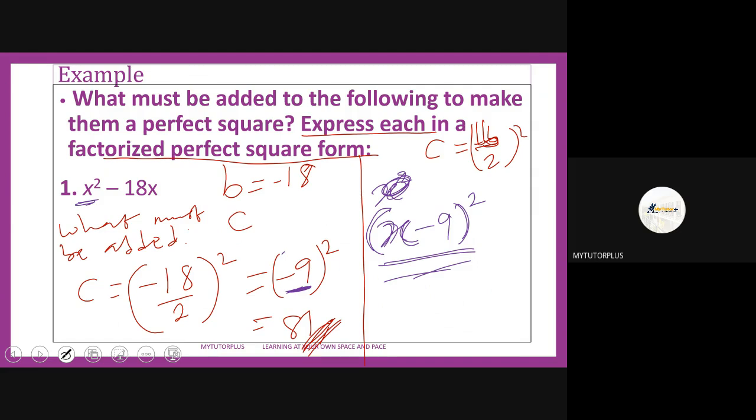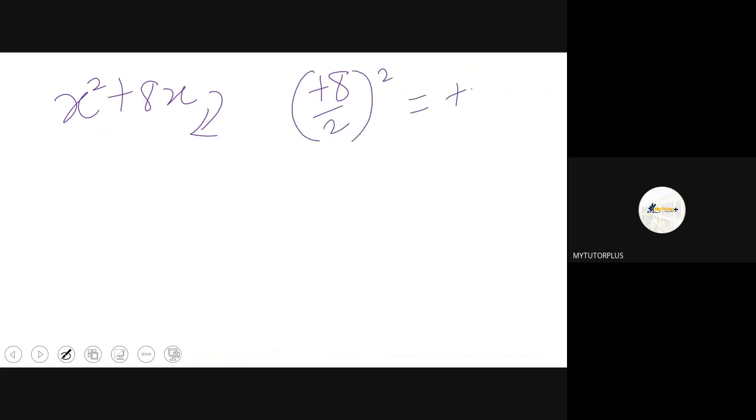Let's take another example. What if I have something like this, for example, x squared plus 8x? I'm required to solve the same or similar problem on this. The first step is: what is the coefficient of x? That is plus 8 divided by 2 all into bracket square. And that will give me plus 4 all into bracket square, which will give you 16. So 16 must be added to this one to make it a perfect square.